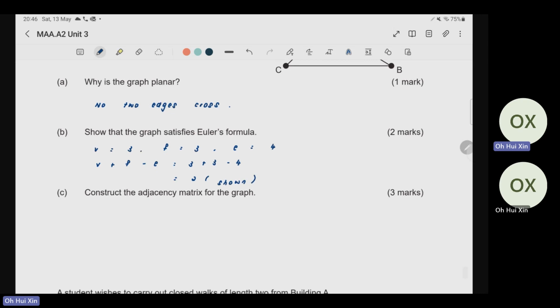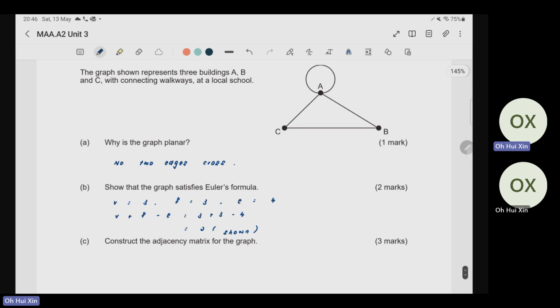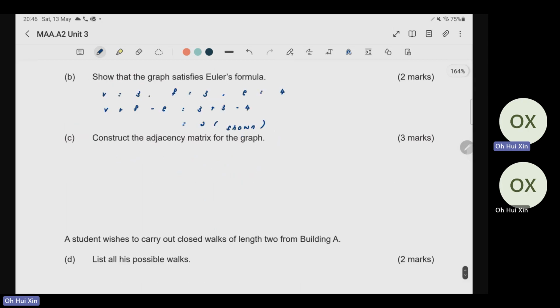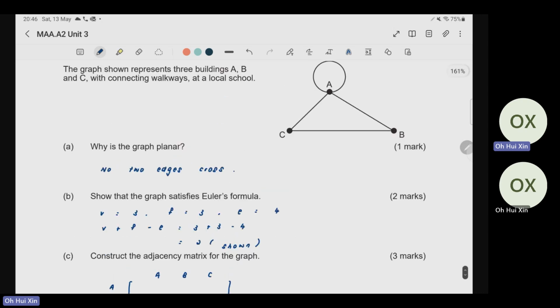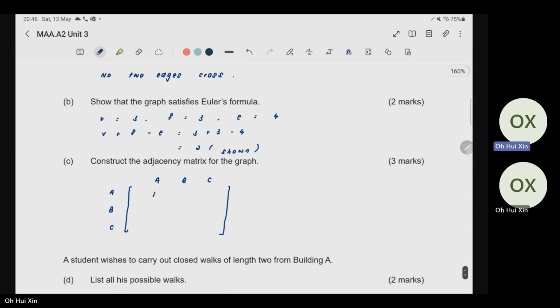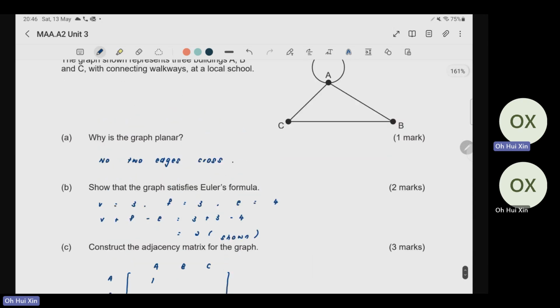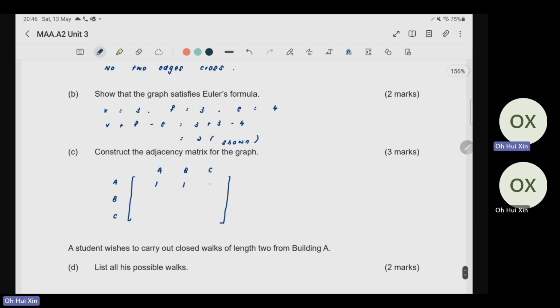Construct the adjacency matrix for the graph. This is a very straightforward question as well. You have 3 vertices, so for your adjacency matrix, you need to write down A, B, C first. From the graph itself, you can see that the loop is at A, so that's one way that you can move from A to A. Then A to B got 1, A to C also 1.